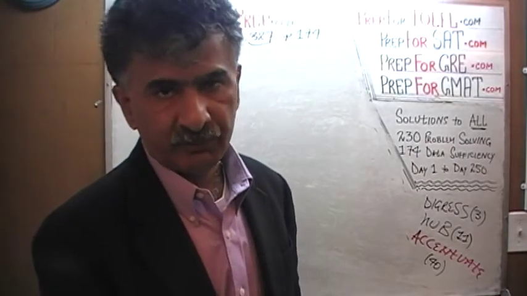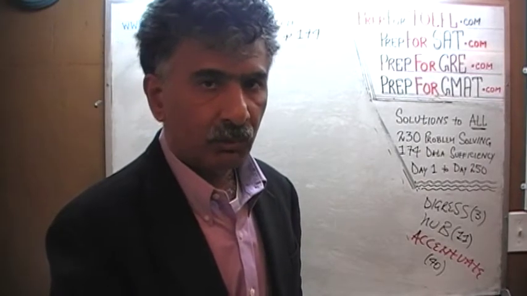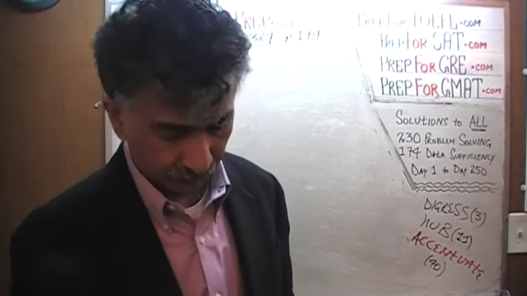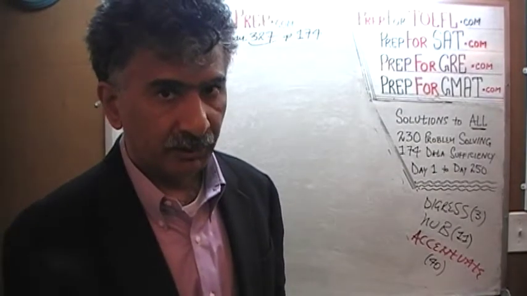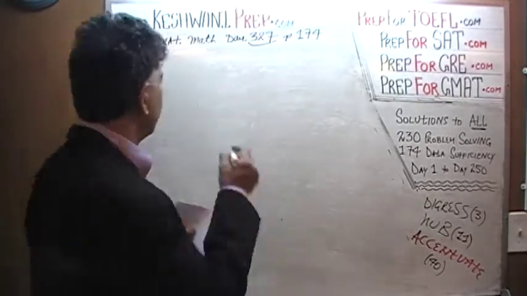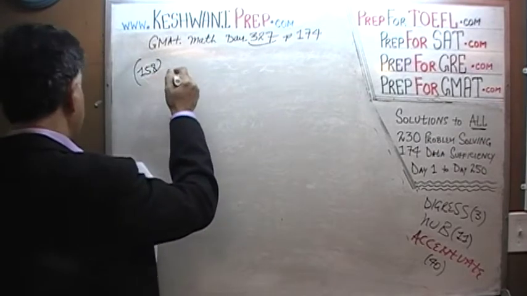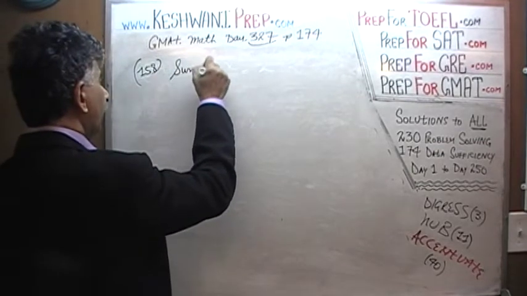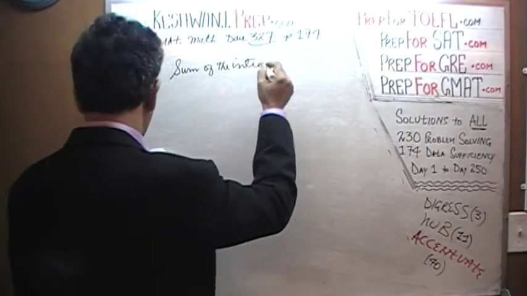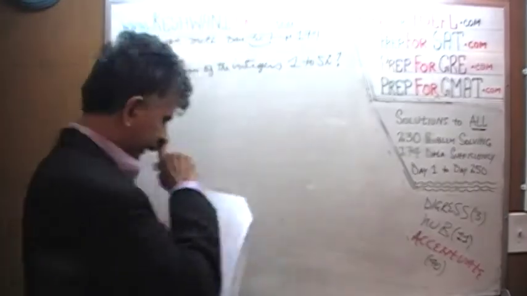The question simply is, if she were to follow this pattern, what will be her total savings at the end of the 52 weeks? Let's find out. Essentially what they're looking for here is the sum of the integers from 1 through 52. That's what we need in number 158, the sum of the integers 1 to 52.